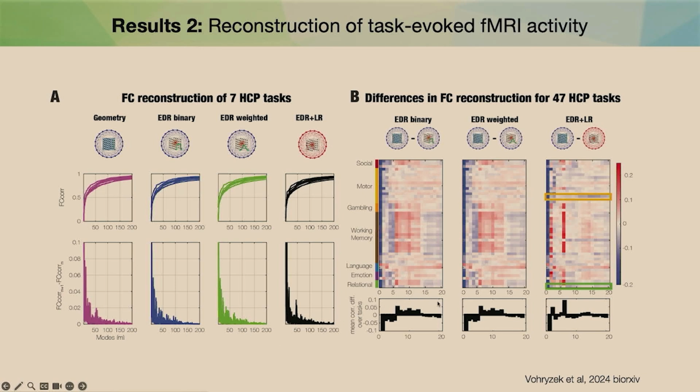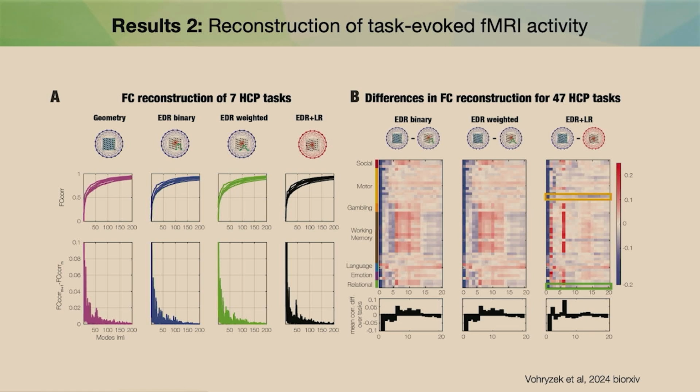So we focus on these 20 modes, maybe a bit further, and reconstructed the activation maps for all the 47 HCP tasks, and then compare them between themselves. For the purpose of this talk, again, we can focus on the geometry and the EDR plus long range, where you can see in blue where the EDR plus long range reconstructs more accurately the results, whereas in red you see the opposite. And here at the bottom, just showing the average across the tasks, showing that the EDR plus long range can reconstruct the data well.